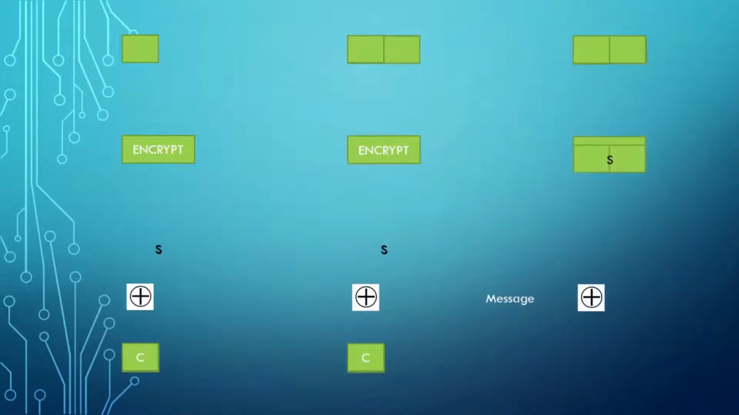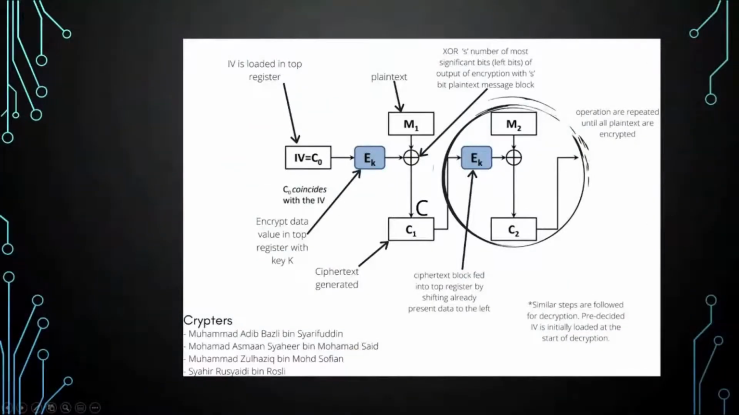Take note that we use the same key over and over, but we encrypt with the new, different ciphertext. So this is the summary of the diagram of CFB. Next.